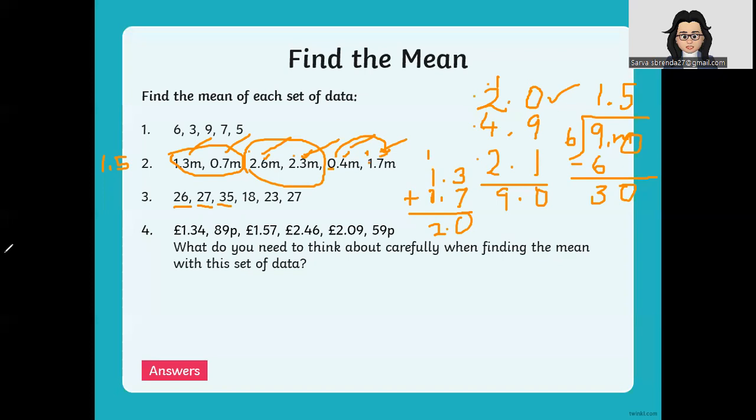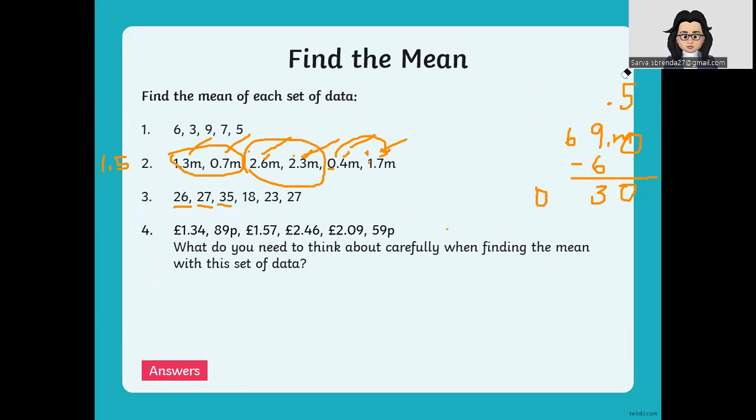So 30, 26, 27, 35. Try doing it on your own now before I do the calculation on my side, so that you have some sort of practice and you can check your answer by the time I complete the question. So let's give it a try.